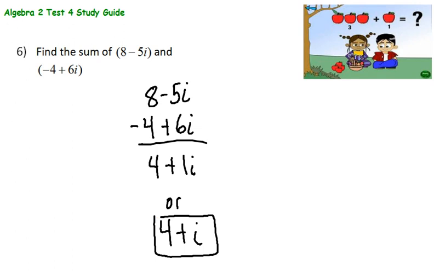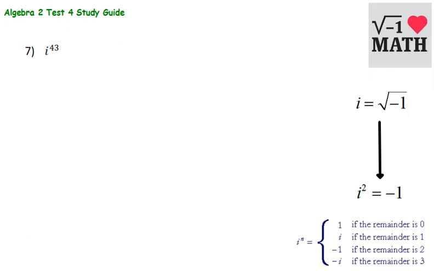All right, so well, that was easy. Let's try number 7. And this will be easy as well. We've got to set this one up a little bit. So let's go back over to the right side over here. So i is equal to the square root of negative 1. Where did that even come from?